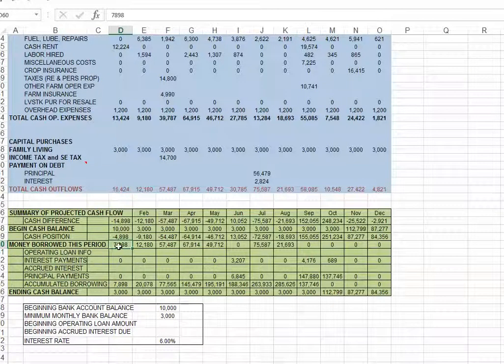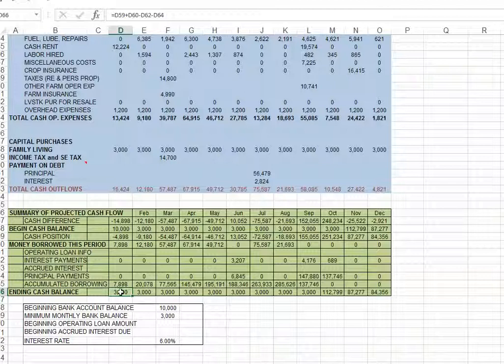Okay, now think about that again. Your cash difference for the month of January was a minus 14,898. You started the month with 10,000. So your cash position for the month is a minus $4,898. Okay? The bank says you've got to end the month with 3,000. So you're going to have to borrow 7,898. That means your accumulated borrowing is up to 7,898 and you end the month with 3,000.